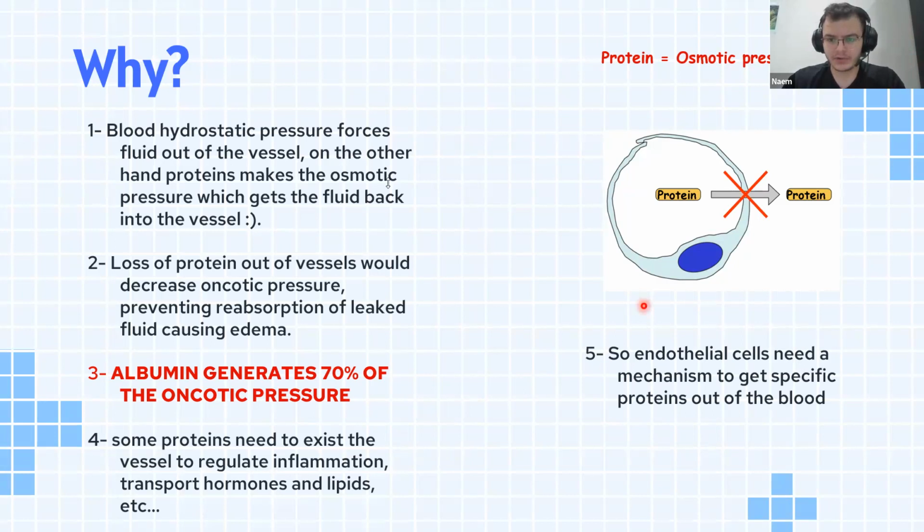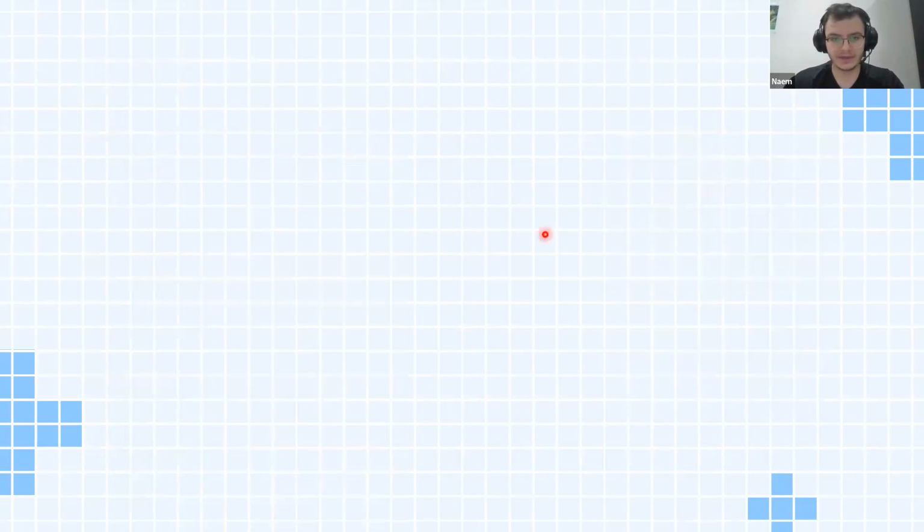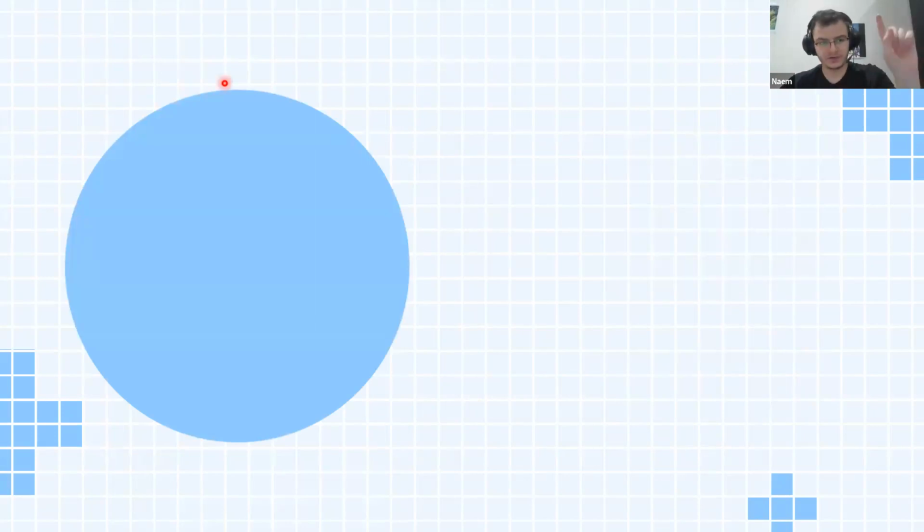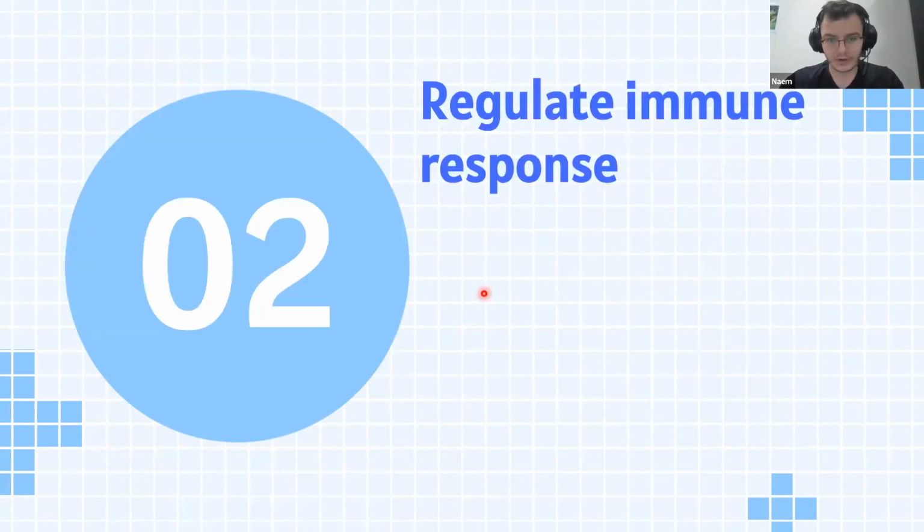Now, again, what is this? So the endothelial cells use a specific mechanism, as we talked about. Now, we're done with the first function, which is the regulation of permeability. You guys all said it was clear, so I'm going to move to the second one, which is regulation of the immune response.